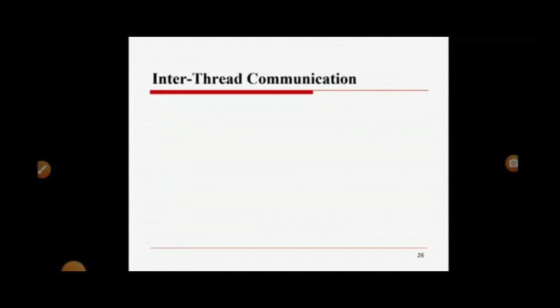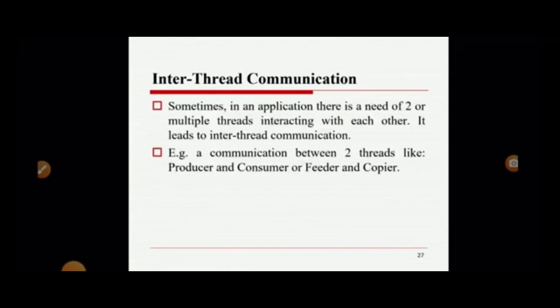So next we are going to discuss inter-thread communication. So what is inter-thread communication? Sometimes in an application there is a need for two or multiple threads to interact with each other. So it leads to inter-thread communication. If an application needs to communicate between threads, we need the concept of inter-thread communication. An example is the communication between two threads, like the producer and consumer problem. If a producer and a consumer in the same application want to communicate, that is an example of inter-thread communication.